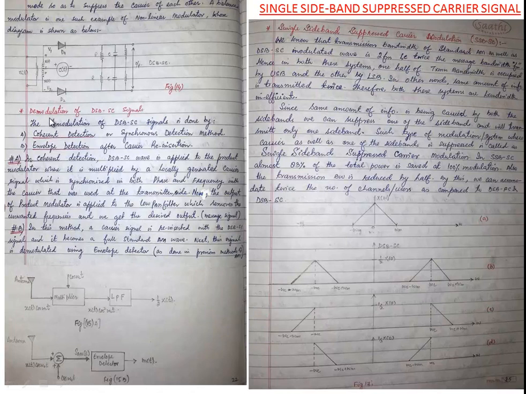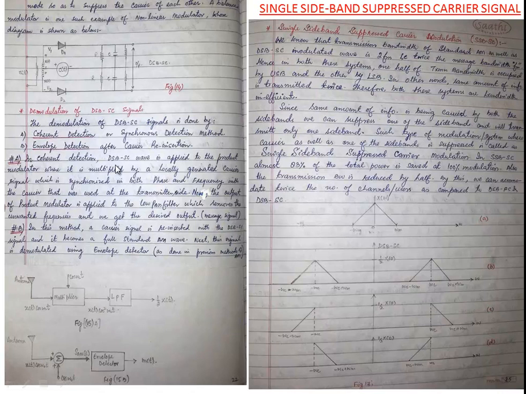Now we will discuss the demodulation of double-sideband suppressed carrier signals. The demodulation of DSB-SC signals is done by coherent detection or synchronous detection. Number two is envelope detection after carrier reinsertion.